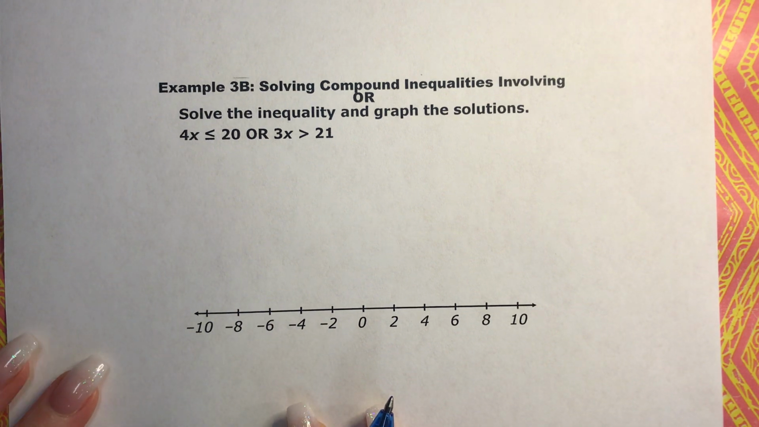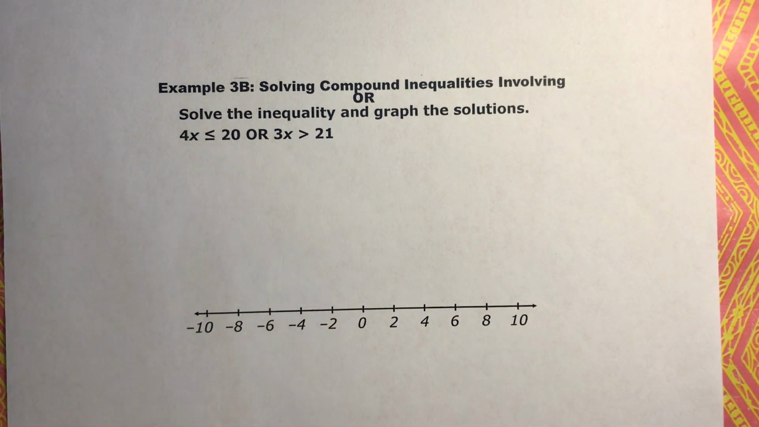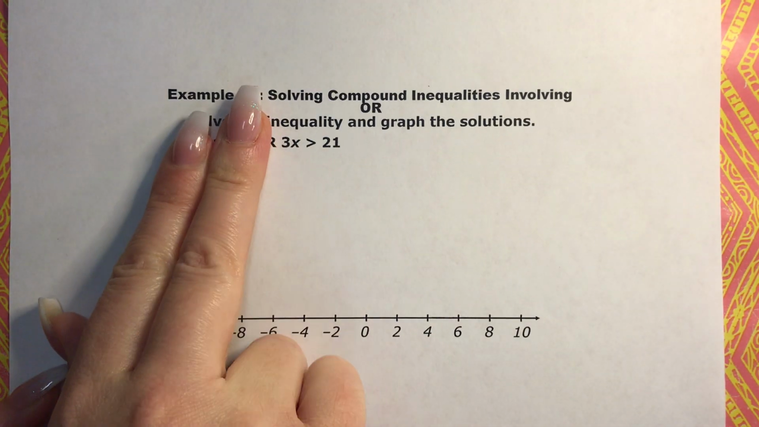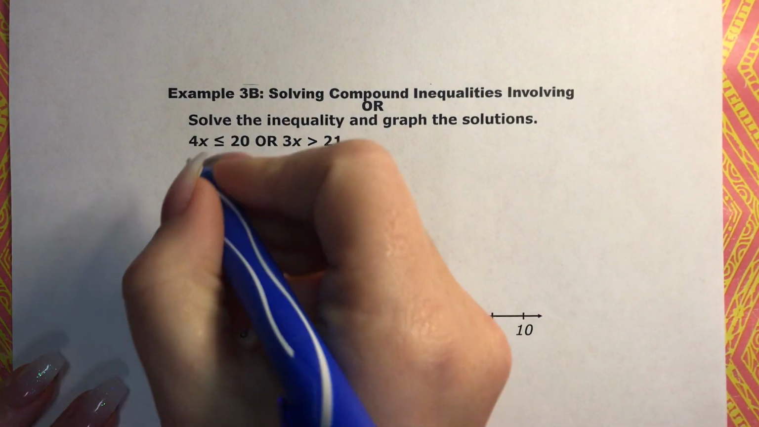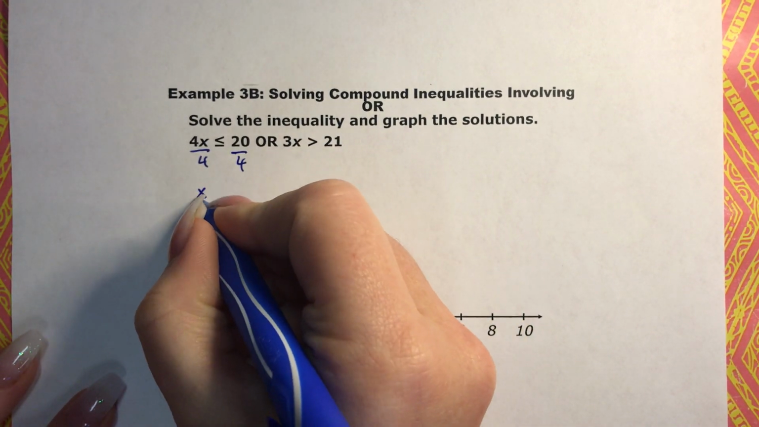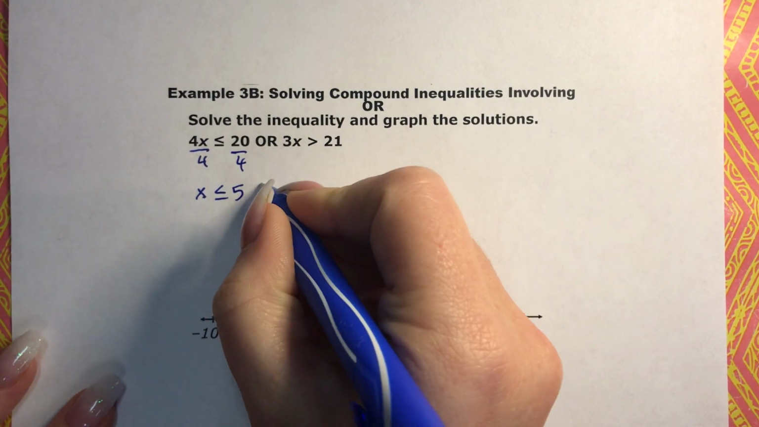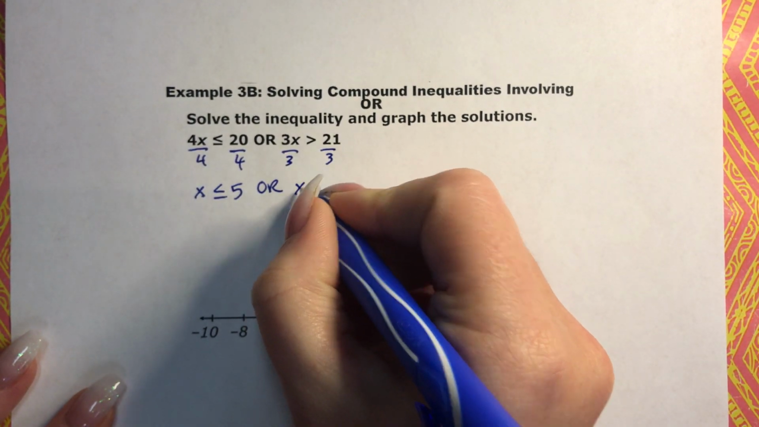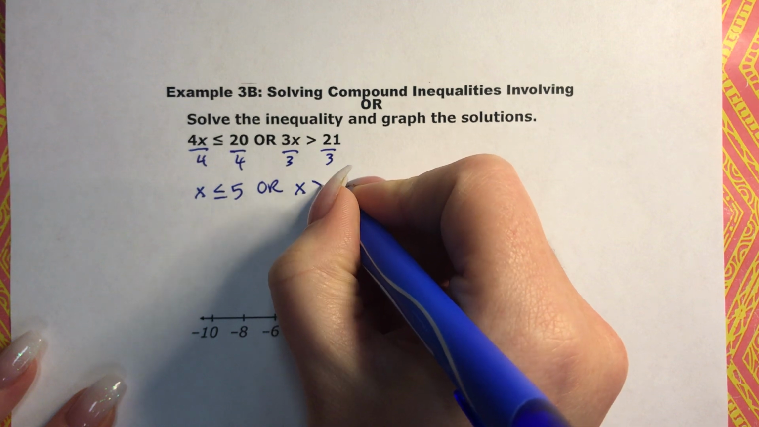Example 3b. We're gonna go ahead and solve for x. So really just think about it like this: cover it up and just solve that one, and then cover that one up and just solve that. It becomes super, super easy. So we're just gonna divide both sides by 4. And boom, there we have it. And then we divide both sides by 3. You should seriously just breeze through this.